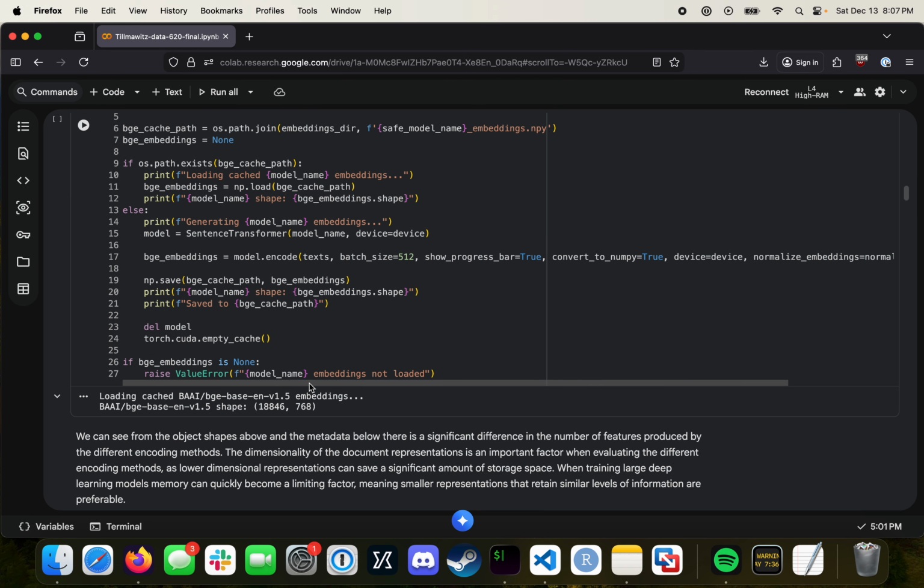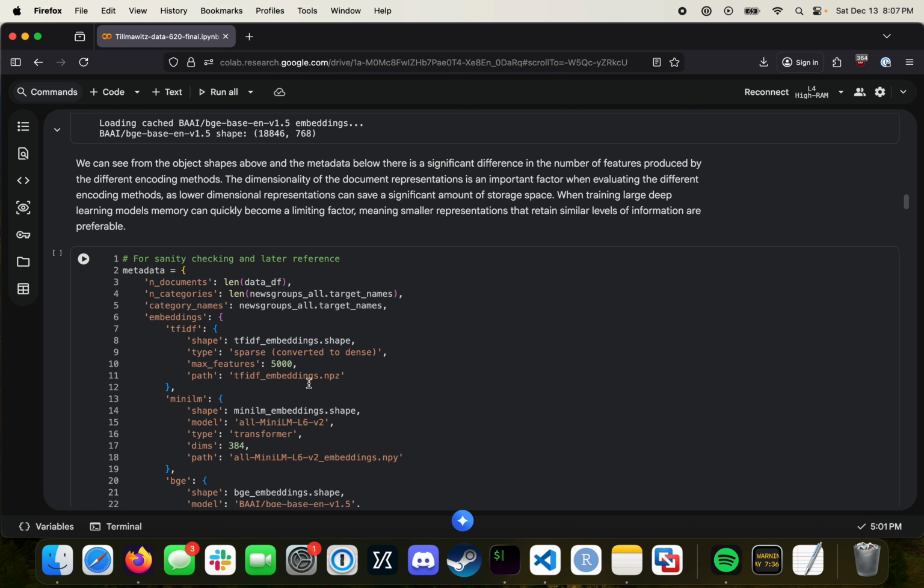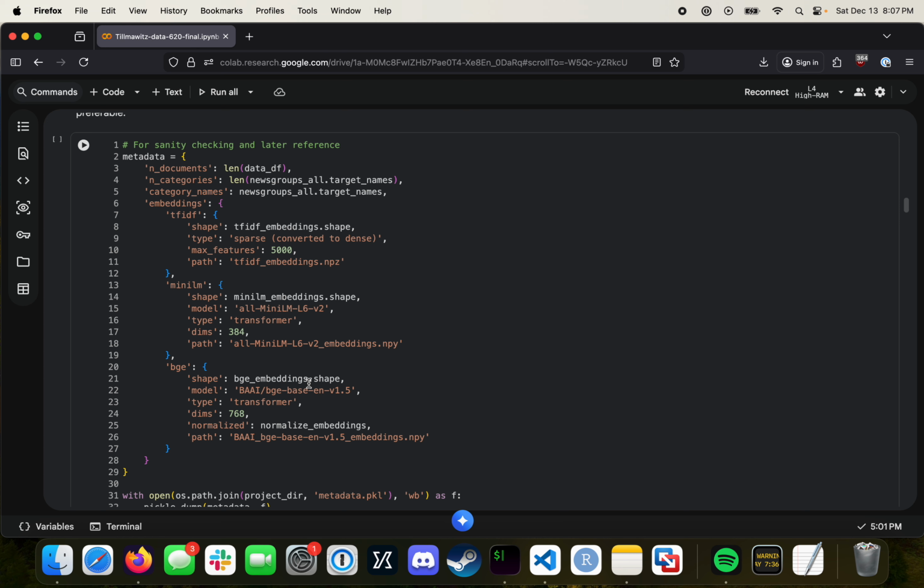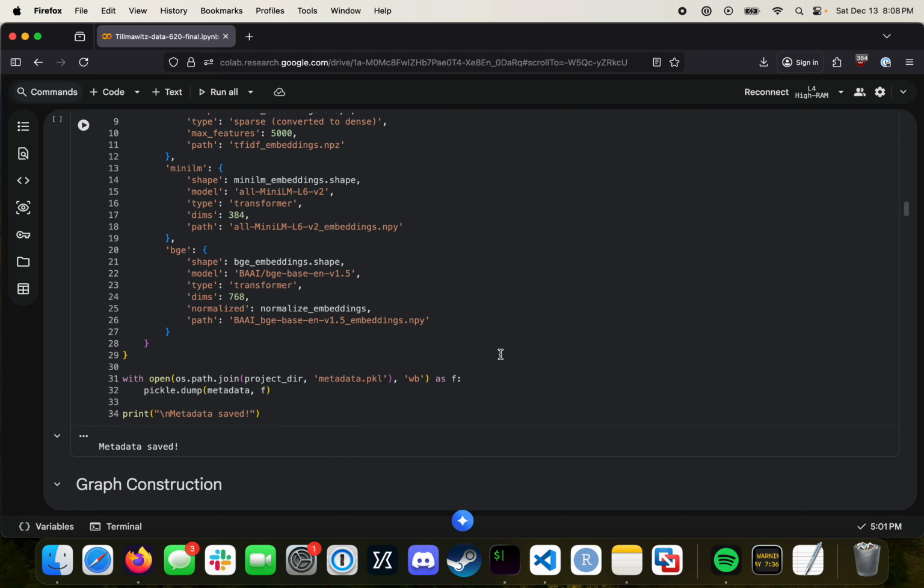Going through our embedding generation code, it's fairly standard and uninteresting. Of particular note is the dimensionality of the outputs for each of these encoding methods, with TF-IDF obviously having significantly larger number of features and the embedding models having significantly smaller numbers of features. This is really important as when training deep learning models, memory can be a significant limiting factor. Therefore, denser representations that contain a similar amount of information are highly desirable, as that significantly increases the number of documents you can train on and decreases overall training time.